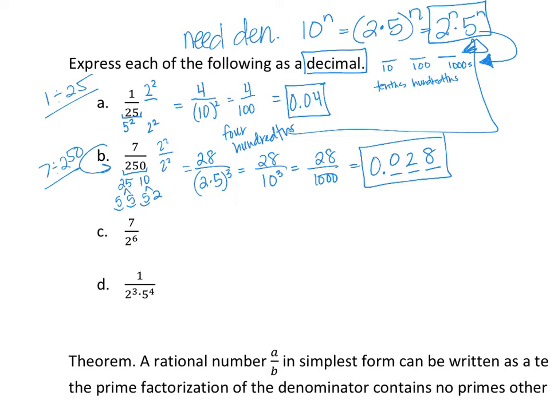So for part C, I have a bunch of 2s, 2 to the 6. That's a lot of 2s. Now I need an equal number of 5s, so that way I can talk about 10 to some power, which would be a 6 here. And this is 5 to the 6th. So when I take 7 times 5 to the 6th, well, that ends up being 109,375.